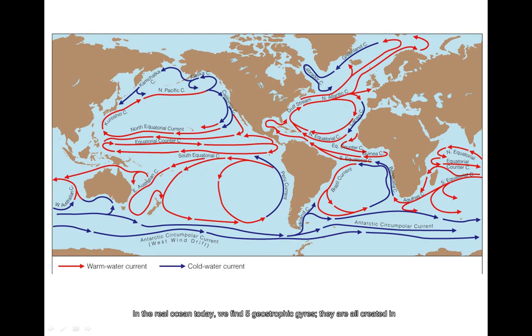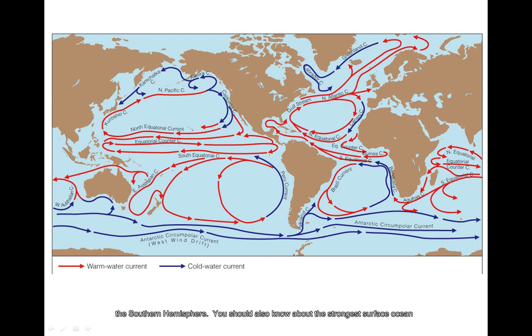Now, in the real ocean today, we find 5 of these geostrophic gyres, and they are all created in exactly the same manner as we just learned for the North Pacific. Now, there's also a gyre in the North Atlantic Ocean that goes the same direction, clockwise, as the one in the North Pacific. But there's also 3 geostrophic gyres in the Southern Hemisphere, in the Pacific, Atlantic, and Indian Oceans, that go counterclockwise, because Coriolis goes to the left in the Southern Hemisphere.